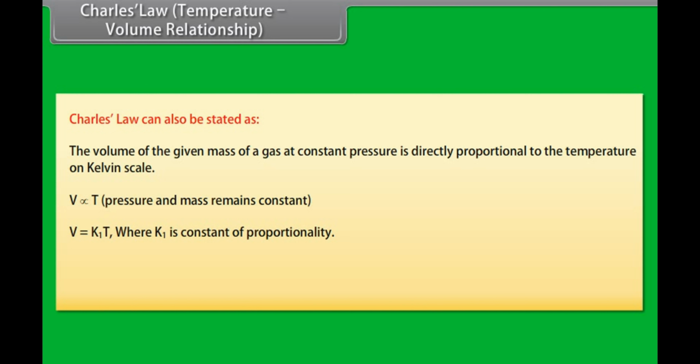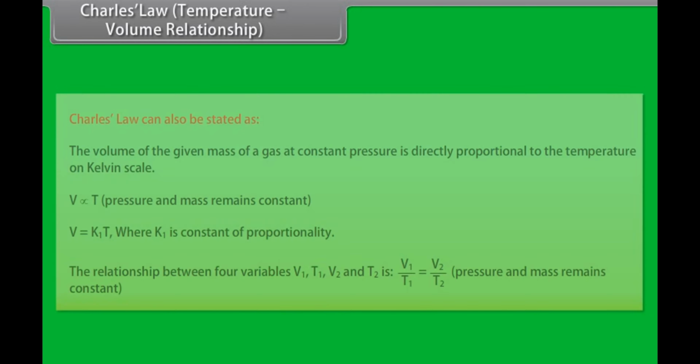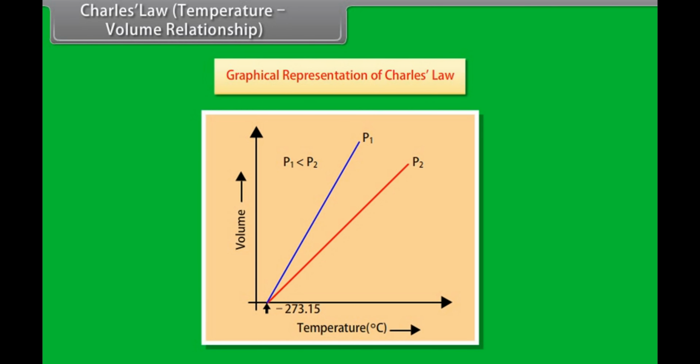Let V1 be the volume of a certain mass of a gas at temperature T1 and at pressure P. If temperature is changed to T2 keeping pressure constant, the volume changes to V2. The relationship between four variables V1, T1, V2 and T2 is V1 by T1 is equal to V2 by T2 at constant pressure and mass. Graphical representation of Charles' law. Each line of the volume versus temperature graph is called isobar.